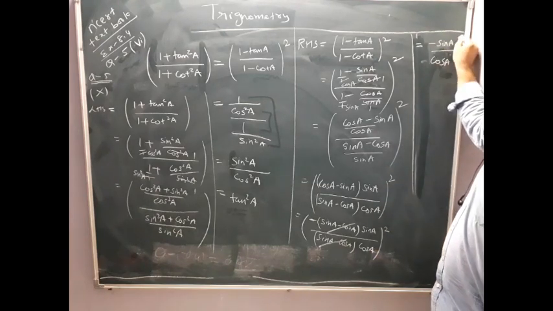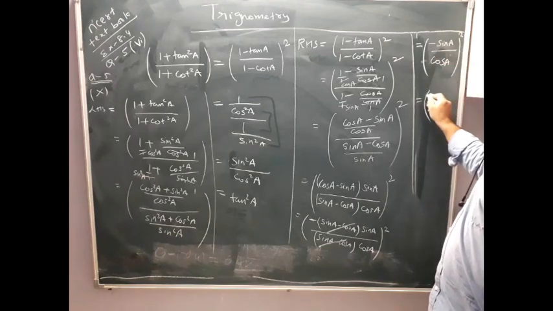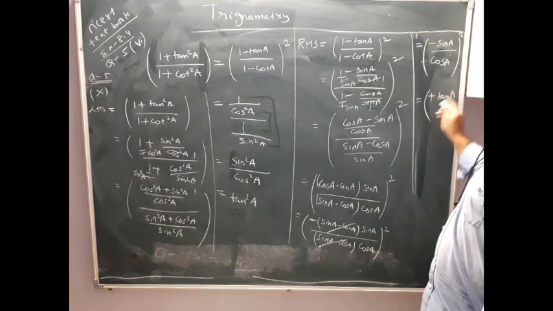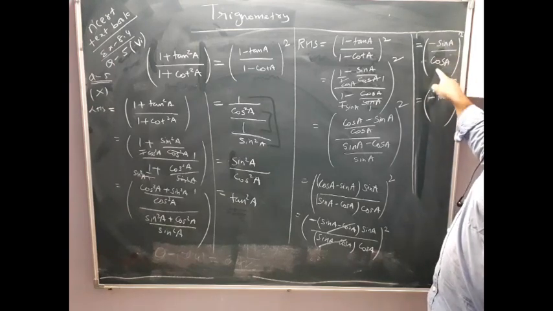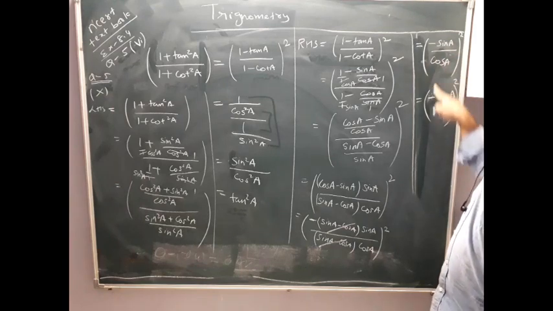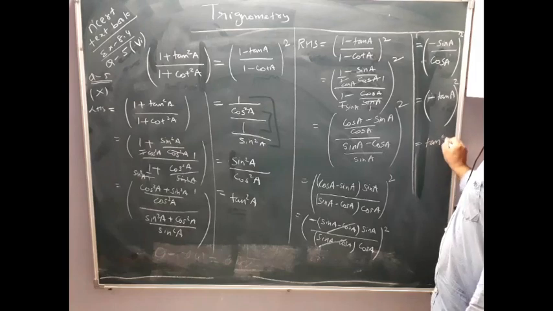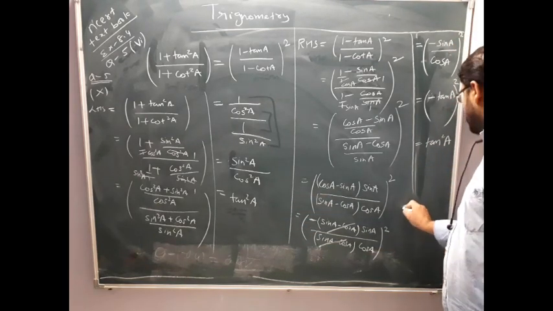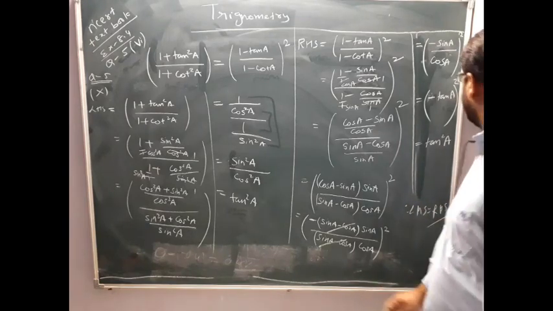I hope you are remembering the whole square. Minus square plus. Sin A by cos A means tan, and keep the minus as it is. The whole square. Sin A by cos A is tan A, minus square, plus tan square A, which you got on the LHS. And here also the RHS is tan square. Therefore, LHS equal to RHS.